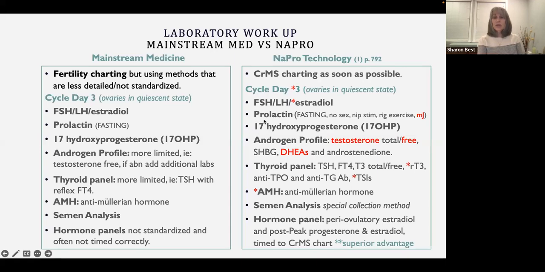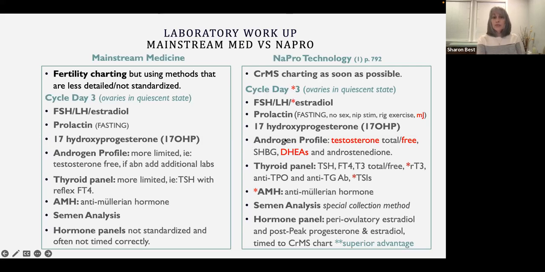the NaPro protocol suggests this to be done on P+7. However, I have noticed, and I have conferred with reproductive endocrinologist specialists, that when this lab is done closer to ovulation, it will be fictitiously high. And when we have this lab level at about 200, that's when we should be referring for a cortisol stimulation test. For that reason, I've moved this lab to cycle day 3.